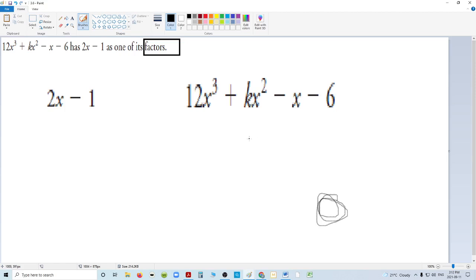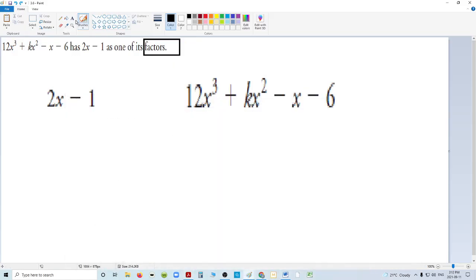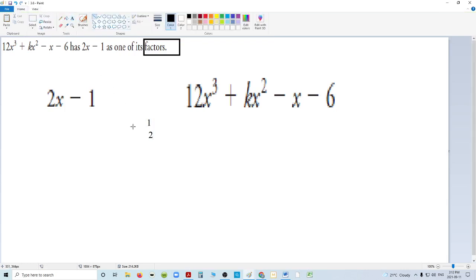Okay? So what do they want us to do? Determine the value of k. That's it, that's all. Let's try it with synthetic division. First of all, what's the root of this? The root of this is 1 over 2. So it's 1 over 2. If you don't know how to solve those by now, you need to go brush up on what roots are and what factors are. Okay.